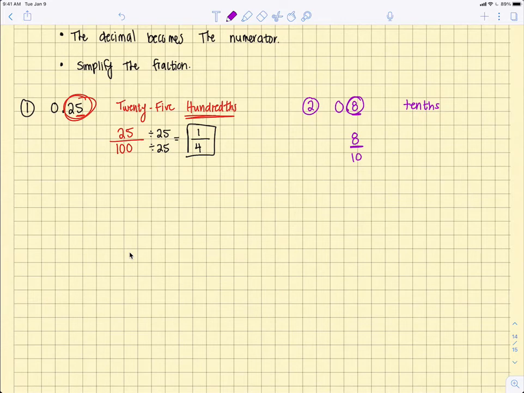Last step, we simplify. So a number that goes into 8 and 10, well, I know 2 goes into both of those. So my final fraction is 4/5.